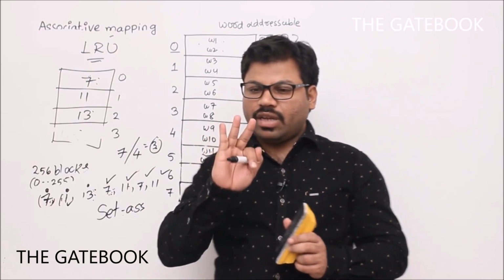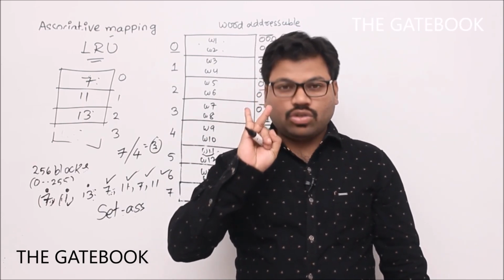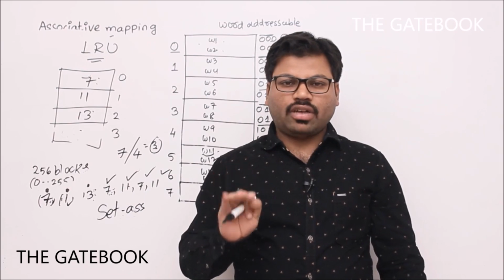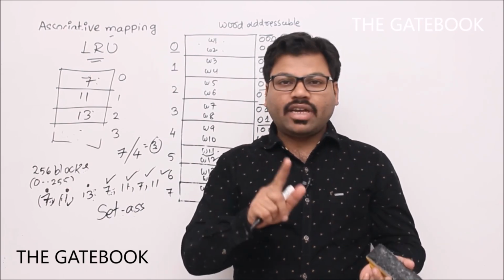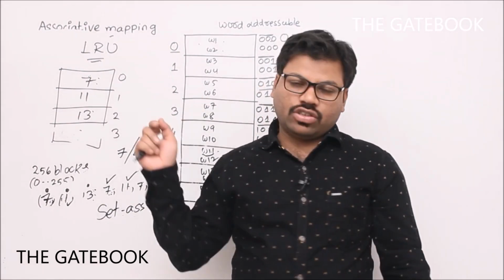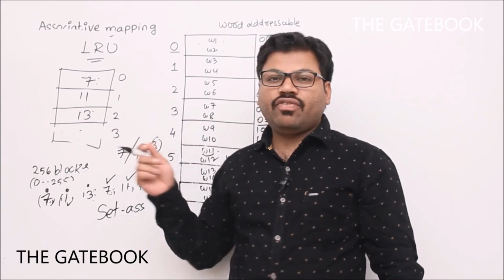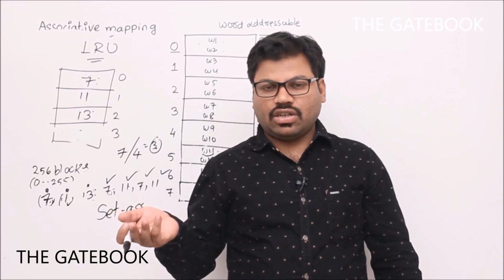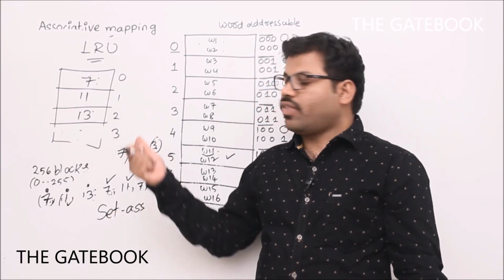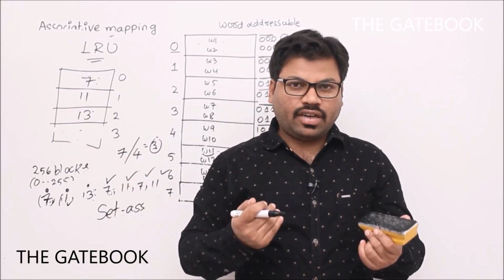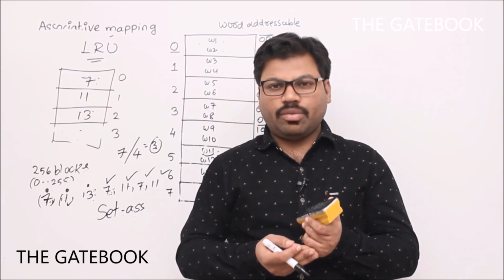So we have 3 models: direct mapping, associative mapping, set associative mapping. Set associative mapping is a compromise between direct mapping and associative mapping. It will have both of the features. Like, what is the main feature of direct mapping? Less hardware, right? What is the advantage of associative mapping? Flexibility, correct? So that the cache hit ratio will be improved, right?